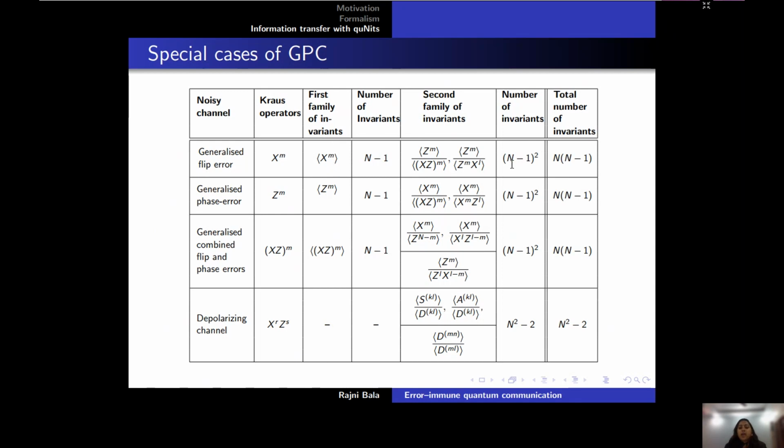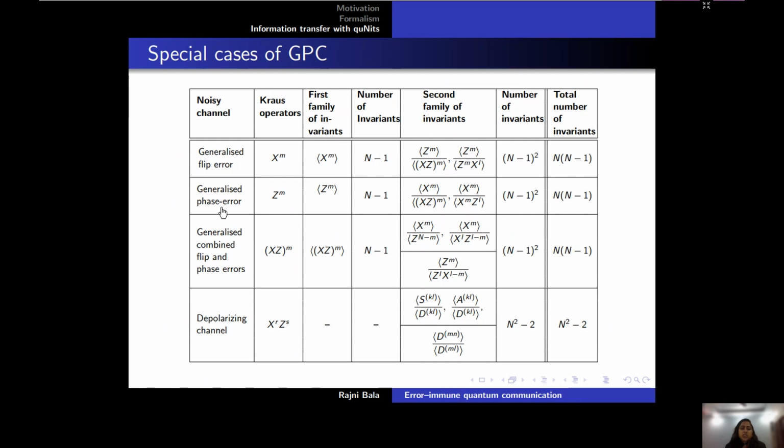Similarly, we have n minus 1 squared independent invariants from the second family. Thus, this generalized flip error provides us with n minus 1 independent invariant quantities. That is, we can send n minus 1 pieces of information without any error using a QNet.